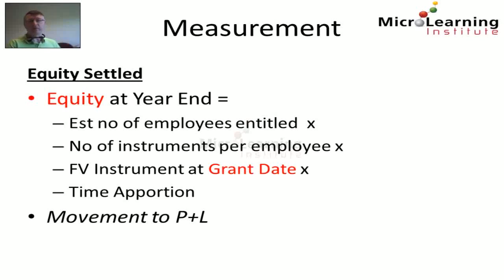Again, you'll remember from previous studies that the equity recognized to the statement of financial position in relation to an equity settled share-based payment is calculated from the formula where we multiply the estimated number of employees who are going to be entitled to this equity settled share-based payment by the number of instruments that each employee will be entitled to, multiplied by the fair value of each instrument at the grant date, and we time apportion that equity over the vesting period that's anticipated, and we take a corresponding movement to the P&L as an expense.